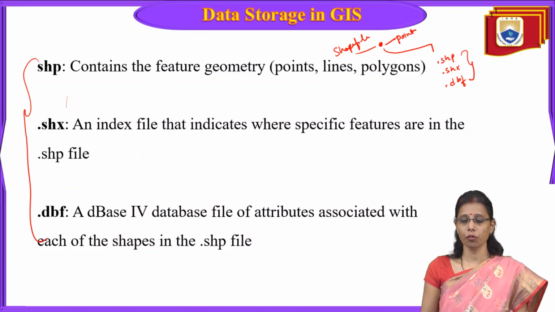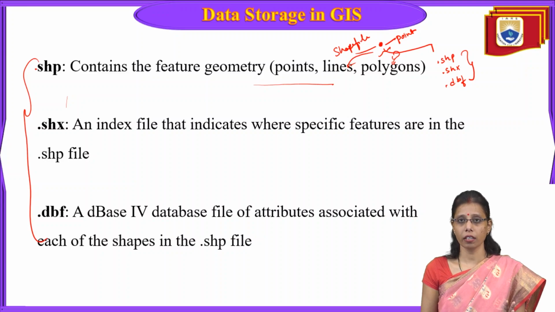These three files will be created immediately once you start creating the shapefile. Once you put a point and start creating that shapefile, the .shp, .shx and .dbf are created. Later, once you start working with the shapefile, other extension files will also be created. The .shp contains the feature geometry, either point, line, or polygon. If you have assigned a point, it contains the geometry as point; a line, as line; a polygon, as polygon.